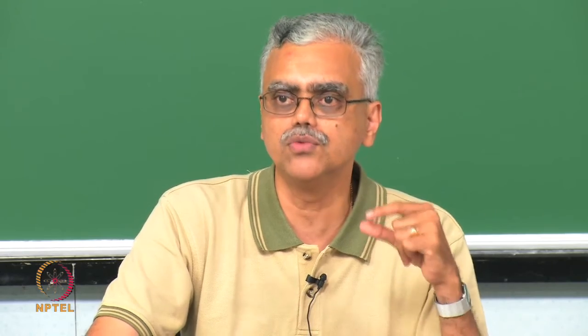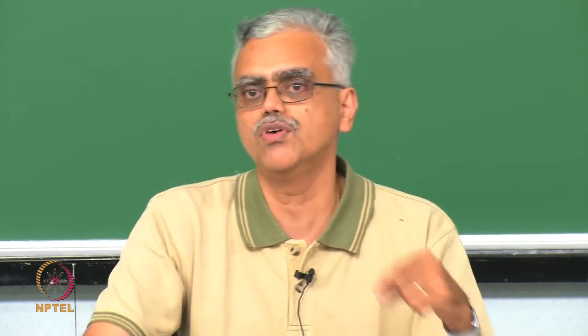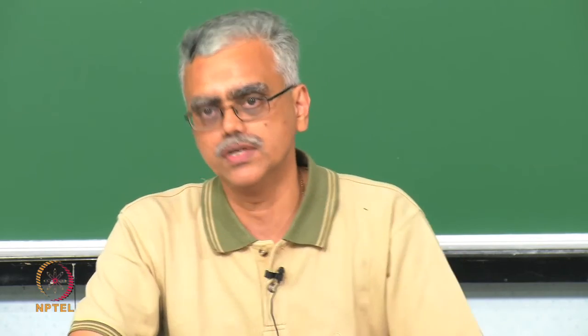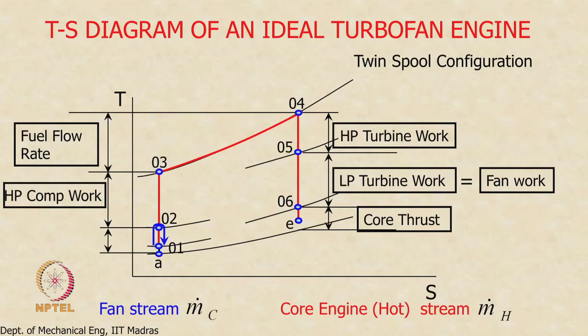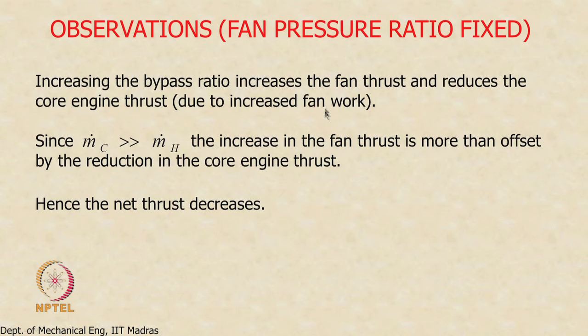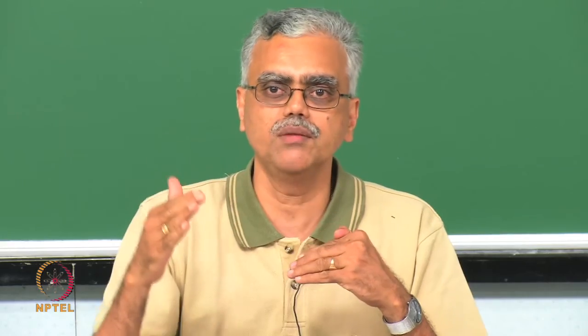So, we have two additional parameters. We want to see how these parameters affect the performance metrics, namely total thrust and fuel consumption. That is what we are going to look at next. First, we look at the effect of bypass ratio alone with fan pressure fixed. Remember, this is only a thermodynamic analysis.